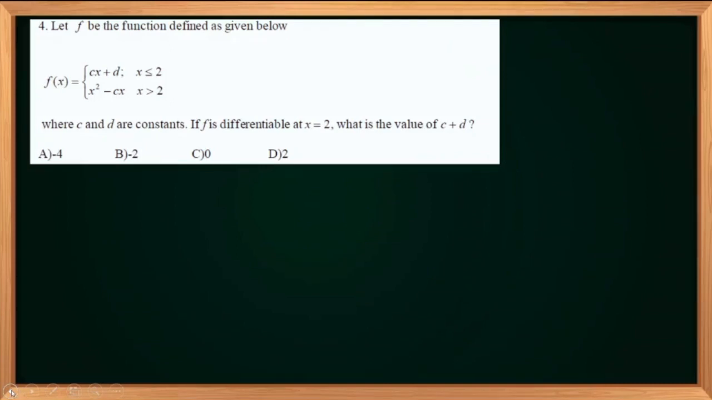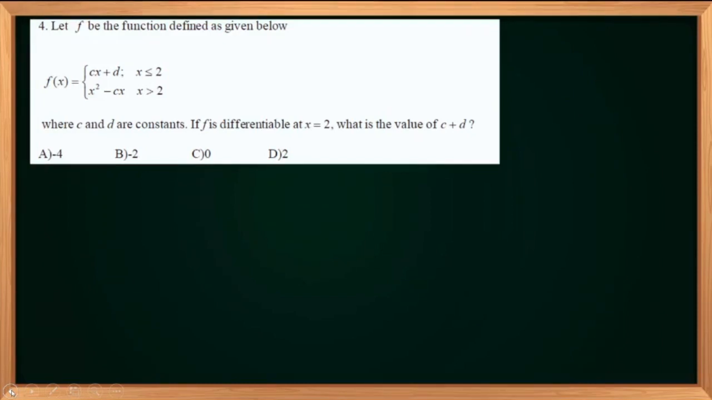Let f be the function defined as given below. f of x equal to cx plus d for x less than or equal to 2, x square minus cx for x greater than 2, where c and d are constants. If it is differentiable at x equal to 2, then what is the value of c plus d?